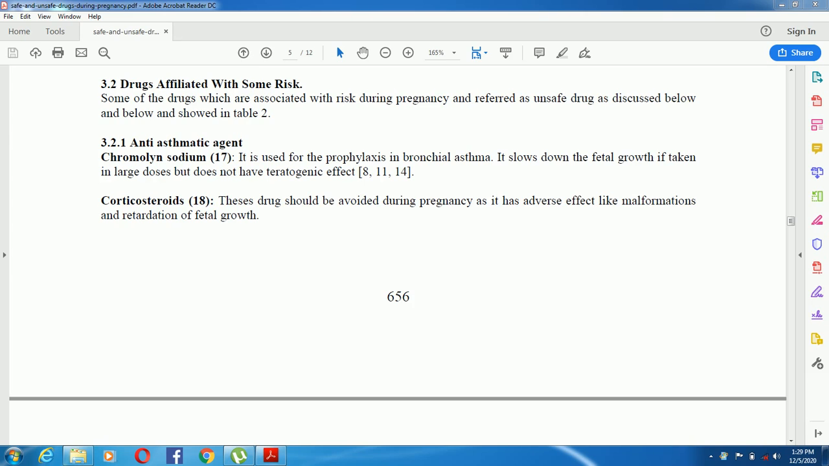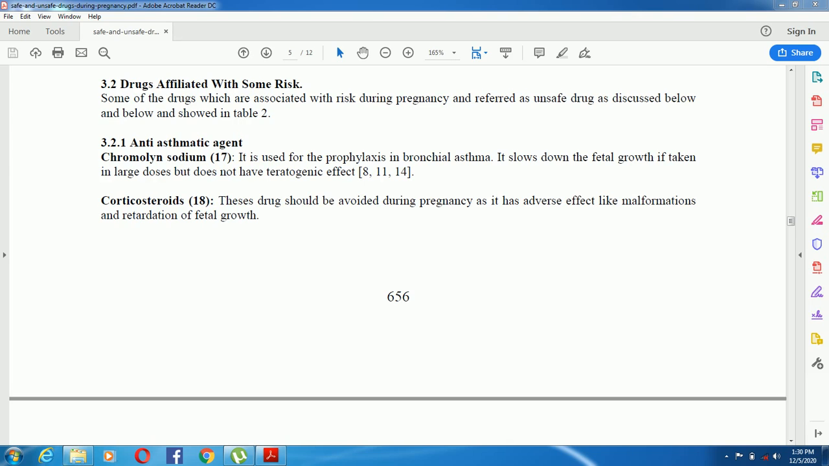Anti-asthmatic agents, for example, cromolyn sodium. Cromolyn sodium is used for the prophylaxis in bronchial asthma. It slows down fetal growth if taken in large doses, but it doesn't have teratogenic effects. Let's suppose cromolyn sodium becomes an overdose. Due to overdosing, there may be chances of teratogenicity. But you will have to take care with all these agents whenever they are used during pregnancy.